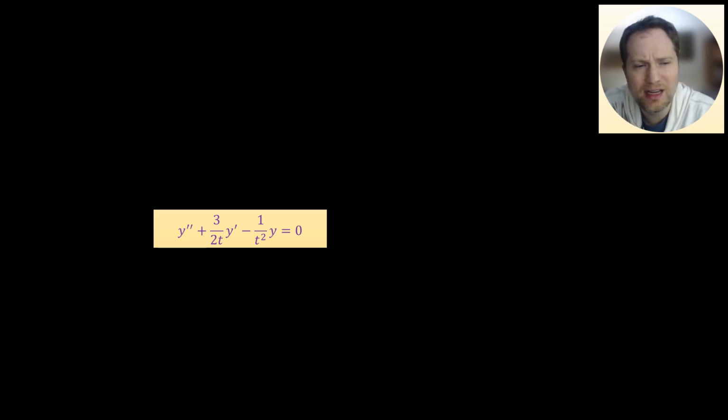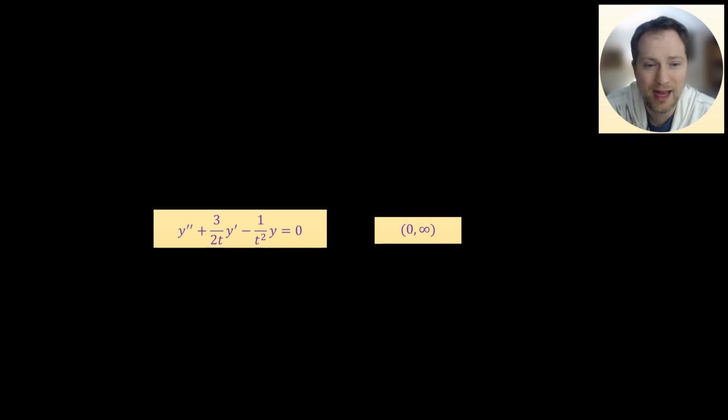It says find the longest interval that contains the point (1, 1). So the first coordinate is our t coordinate, t equals 1. And so we just need an interval that contains 1, and we want to make it as big as possible, and we want to avoid 0. And so, of course, that answer is 0 to infinity for part A.